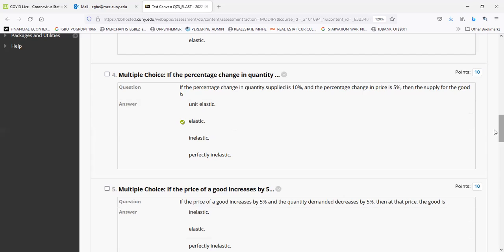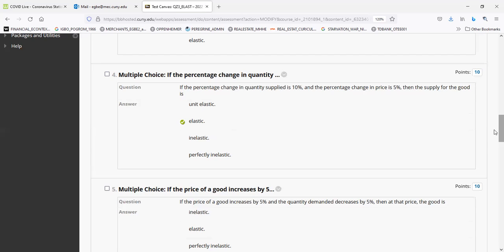Suppose the percentage change in quantity supplied divided by the percentage change in price is greater than 1, then the supply is price elastic. If it is less than 1, then the supply is price inelastic. If it is equal to 1, then the supply is unit elastic, all right? So in this case, what you have to do is to do a calculation.